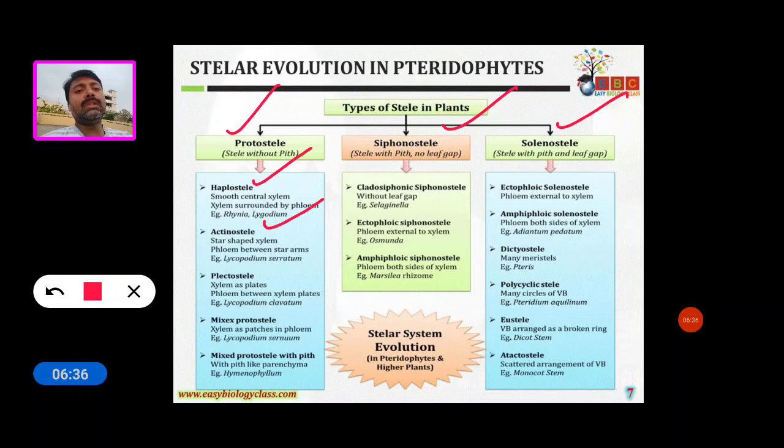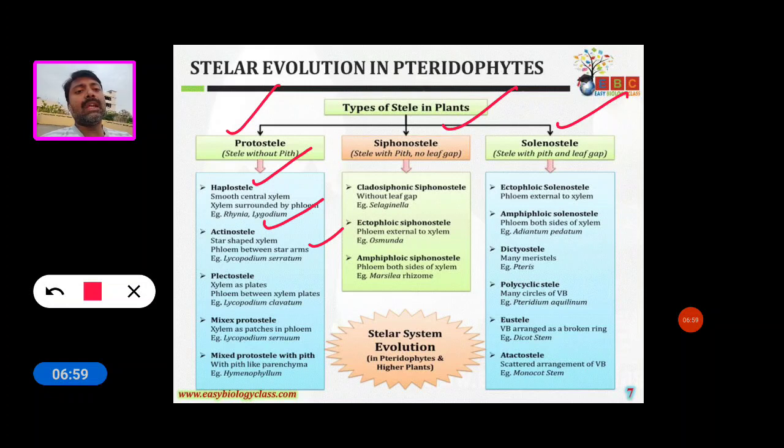The next protostele is actinostele. Actino means star shaped xylem, and phloem is present between the star arms. This type of stele we can see in the Lycopodium cernuum plant.